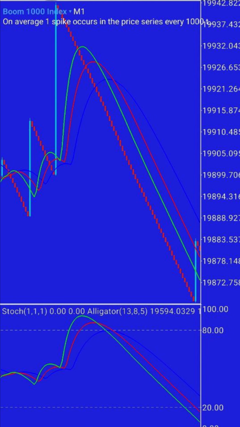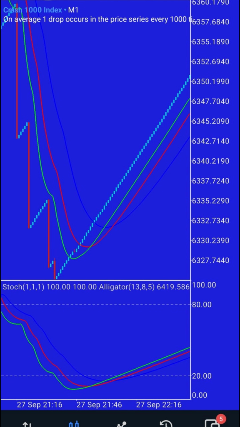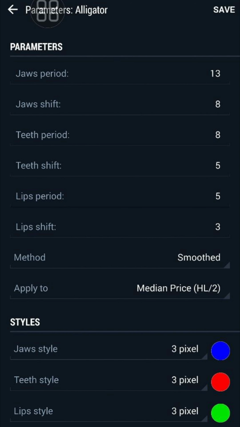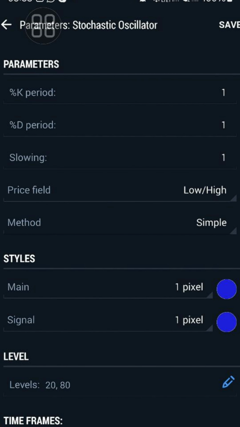Now, let's get into today's strategy. Indicator settings. We're using two powerful indicators today, the alligator on the main chart and the stochastic oscillator in the indicator window. Let me walk you through the setup. For the alligator, we are using the default settings. For the stochastic oscillator, we'll tweak the settings as follows.